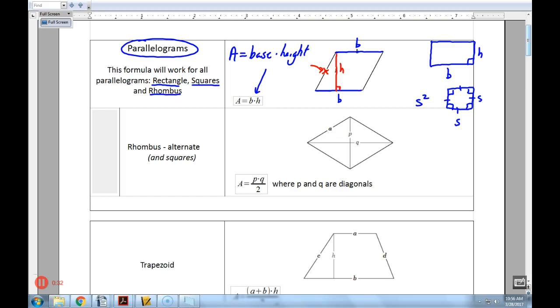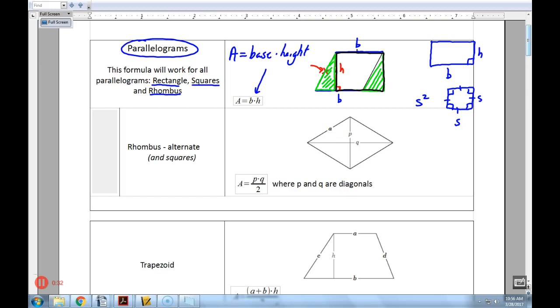Basically, why that works is because you could cut off this little triangle right over here. You could just take some scissors and cut that right off, and if you slid it over and moved it, it would fit perfectly right over here, and then you'd be right back to a rectangle. So that's why a parallelogram and a rectangle have the same area formula: you can cut it and shift it over, translate it, and you're right back to a rectangle.